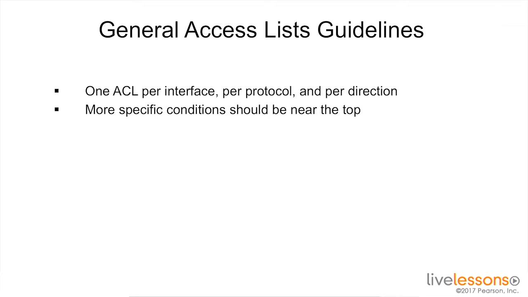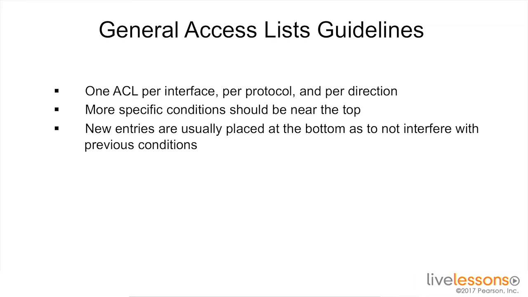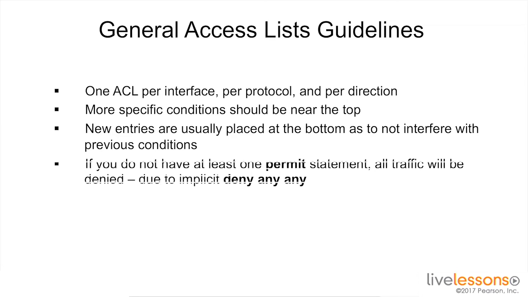specific condition. New entries to an access list are usually placed at the bottom as to not interfere with previous conditions. If you do not have at least one permit statement, all traffic will be denied, and this is due to the implicit deny any that is inherent into the access list.